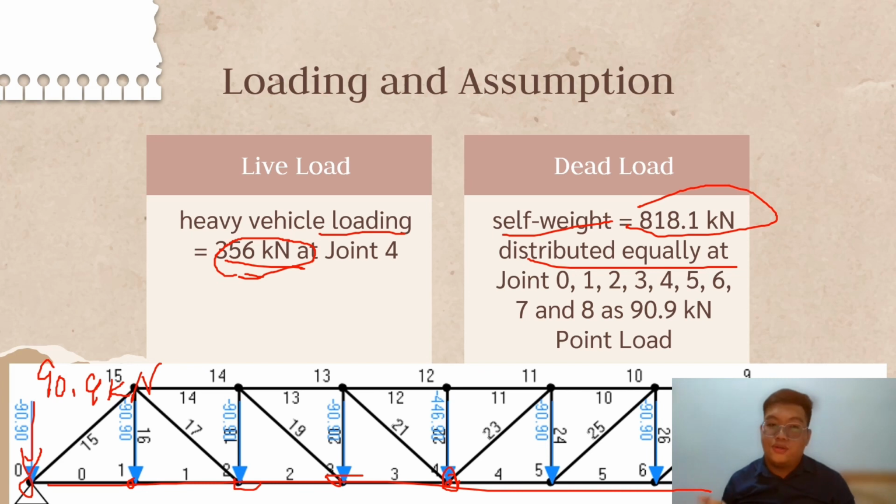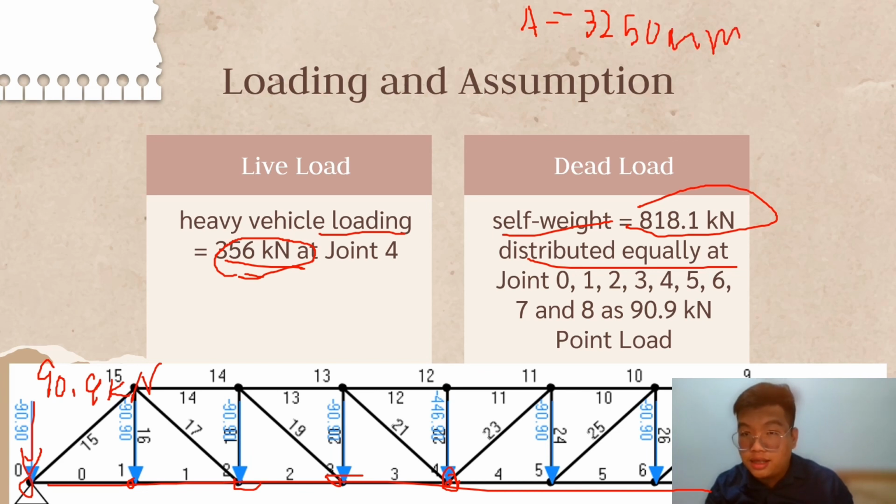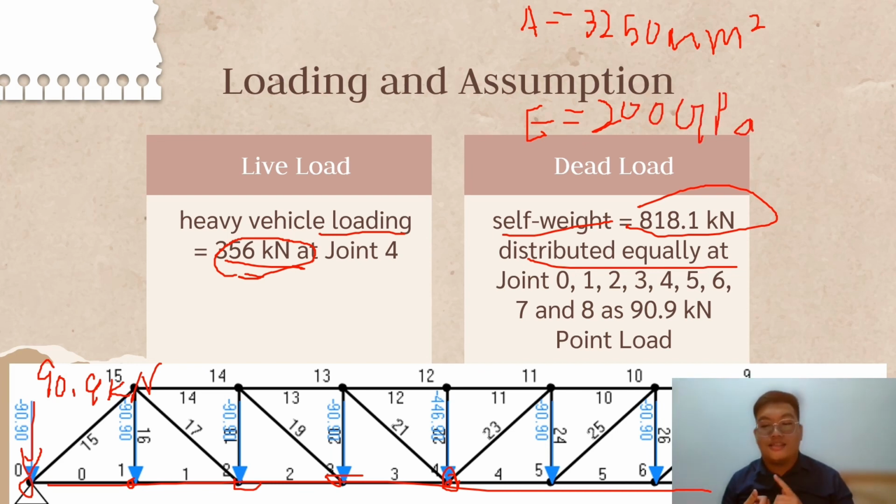So here is all the loading that we assume, and the area that we assume for each member is 3250 millimeter square. The E value is 200 megapascal. And we assume this truss bridge is in static truss analysis for the further LINPRO calculation.